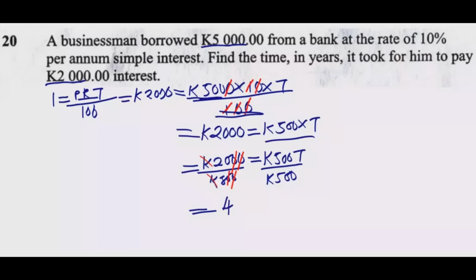Okay, which will be equal to, then this 500 kwacha down will be cancelled, and this 500 kwacha on top will be cancelled, leaving us with t. So this means that the question is, find the time in years it took for him to pay 2000 kwacha interest. So it took him 4 years. So 4 years is the time which was taken for him to pay 2000 kwacha as interest.